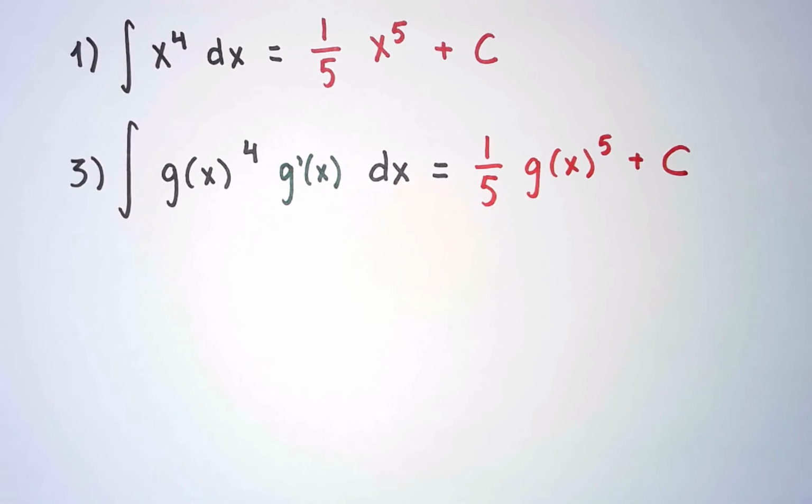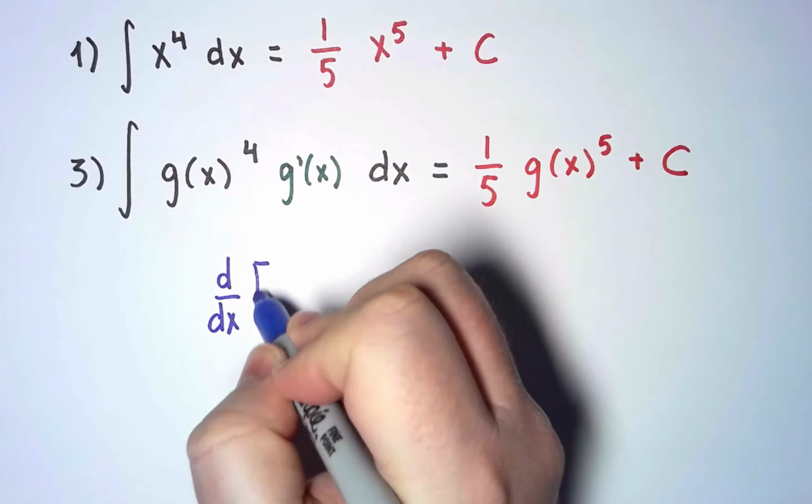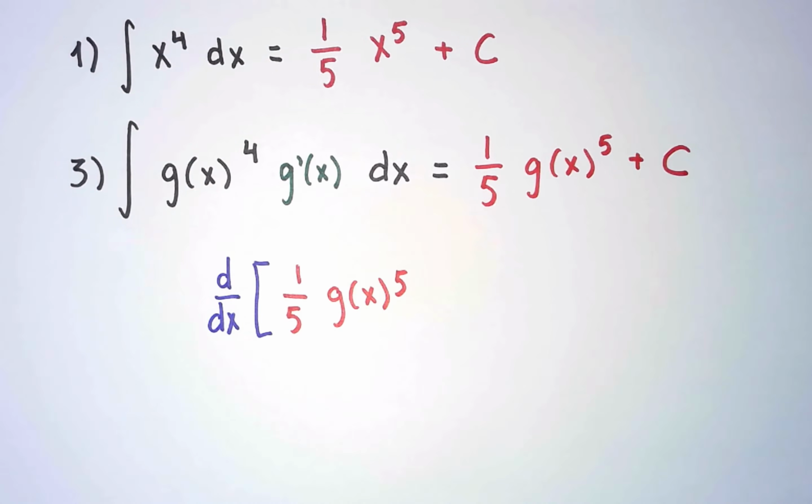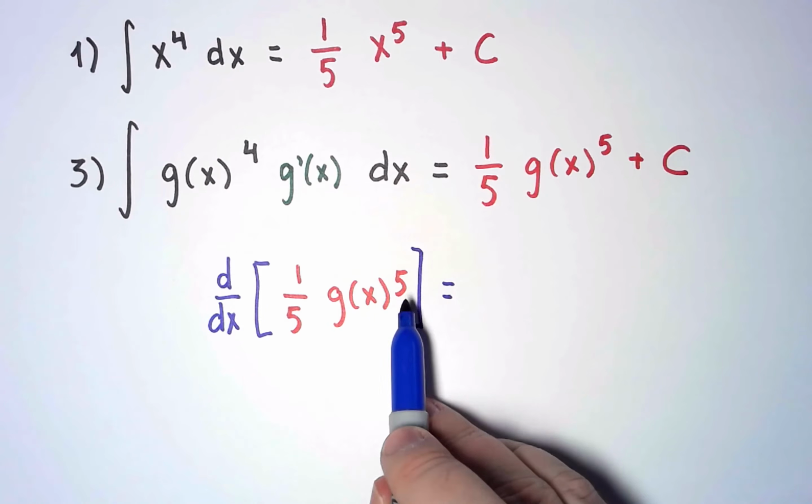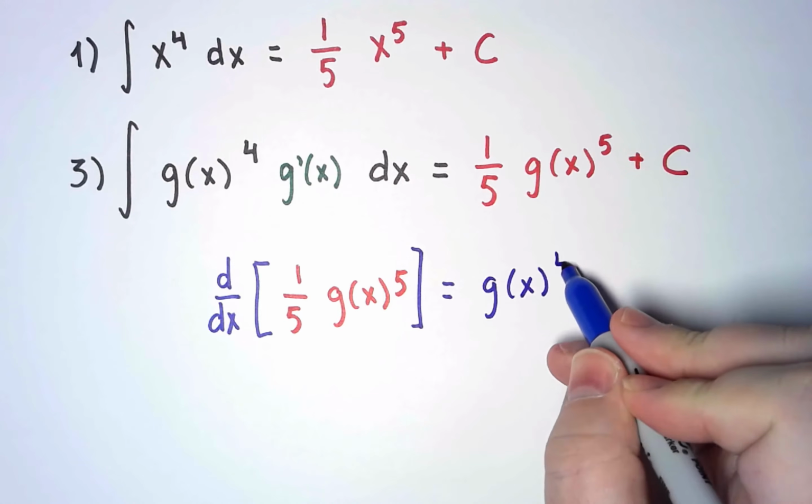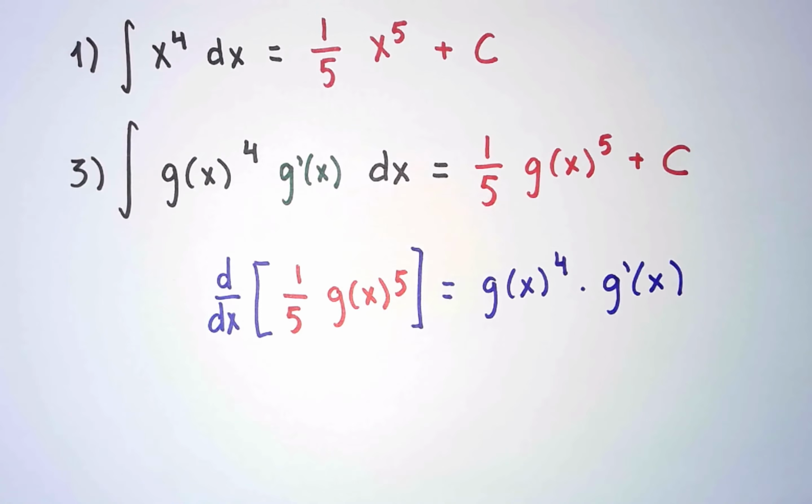Why? Let's check it. The derivative of 1 over 5 times g of x to the 5 is 1 over 5 times 5 g of x to the 4 times g prime of x. Again, chain rule. And this will work for any function g as long as g is differentiable.